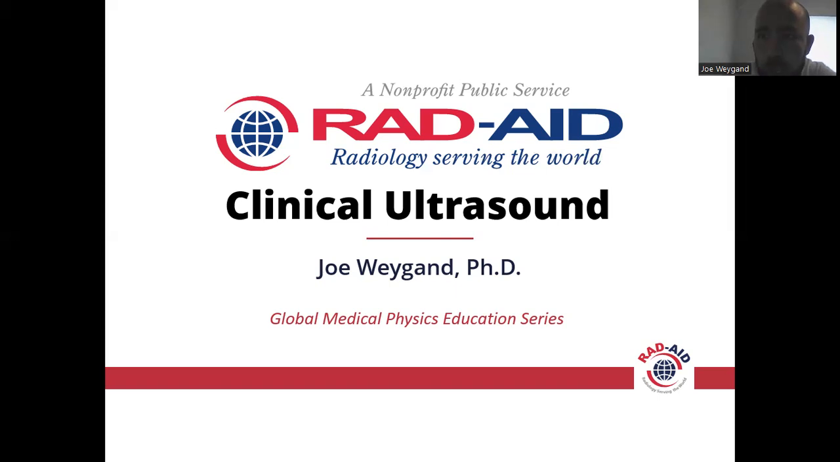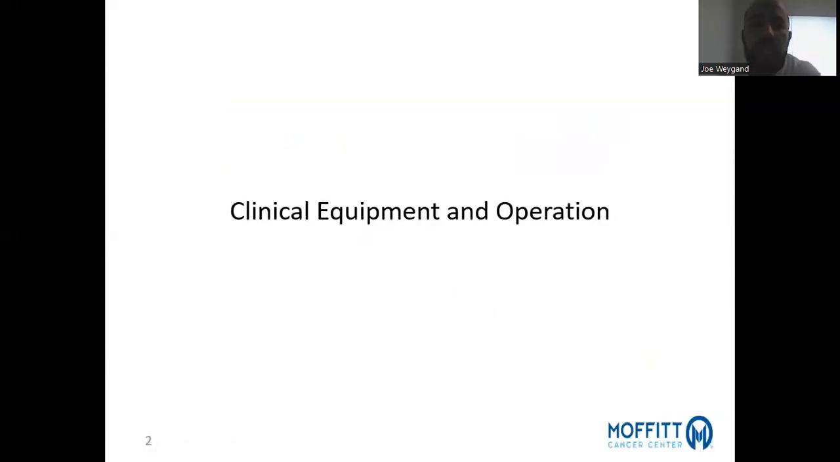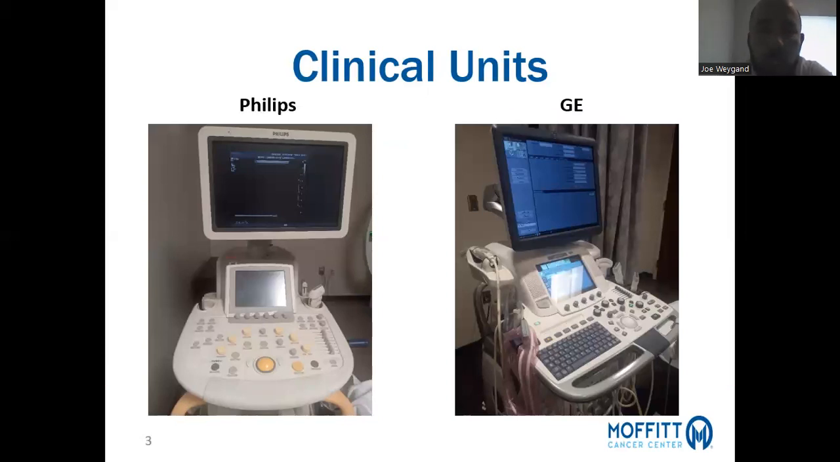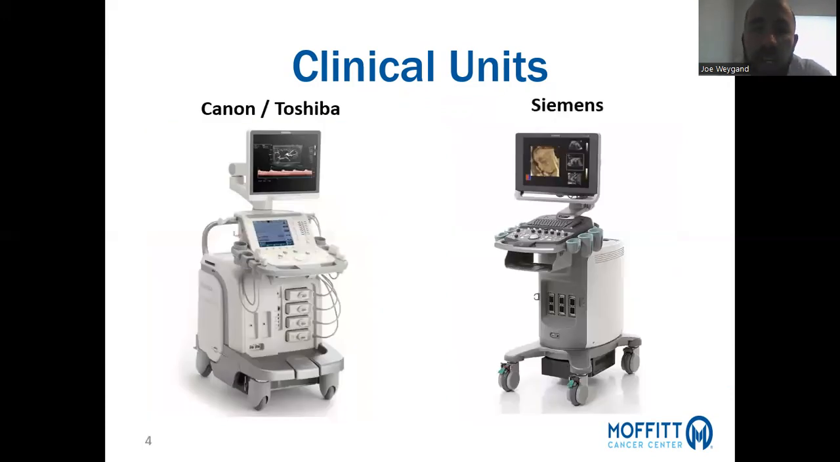So let's jump in and talk about the equipment that's common to ultrasound. Here are two ultrasound scanners that my institution, Moffitt Cancer Center, operates. One vendor that is really big is Philips, shown here on the left. The other one is General Electric, shown here on the right. As you can see, they're more or less the same, but they have a different layout of buttons and also display system. The other two major clinical vendors are Canon/Toshiba, shown on the left, and then Siemens, shown on the right.